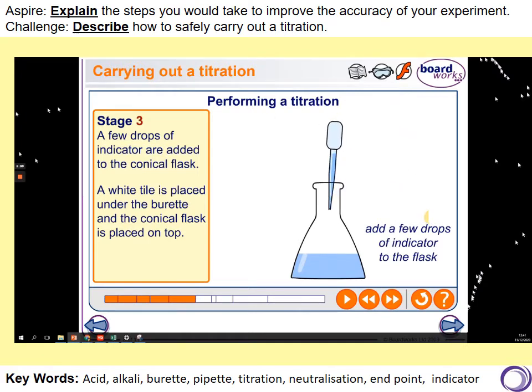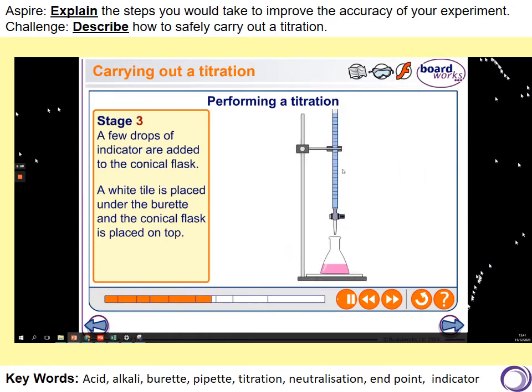Then we will take a few drops of indicator solution and add it to our alkali. In our case, we are going to use phenolphthalein. This is pink in alkali and turns colourless once it becomes neutral. We then place the conical flask on top of a white tile to enable us to see the colour change better, and we place it underneath the burette with the acid in.